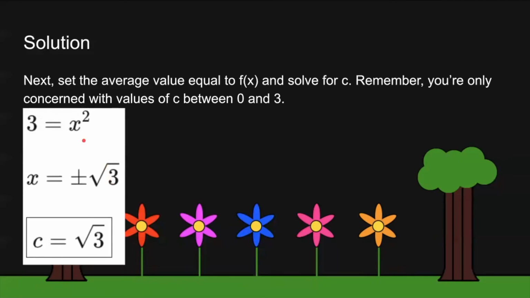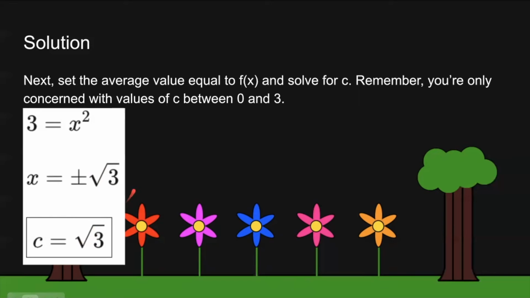All right, and now we set that equal to f of x and solve for c. All right, we'll get that x is equal to plus or minus the square root of 3. And remember, we're only concerned with values of c between 0 and 3. So negative square root of 3 is not between 0 and 3. So therefore, the solution is c is equal to the square root of 3.